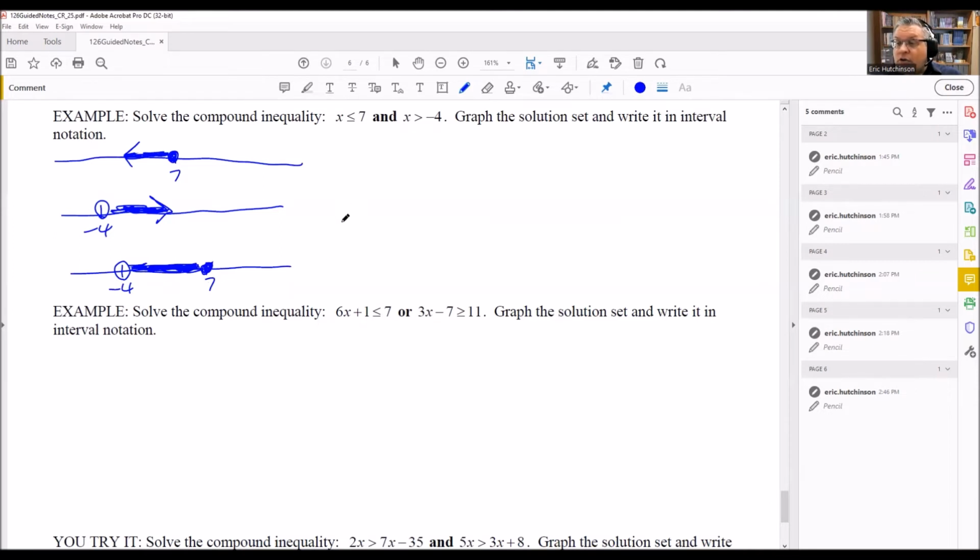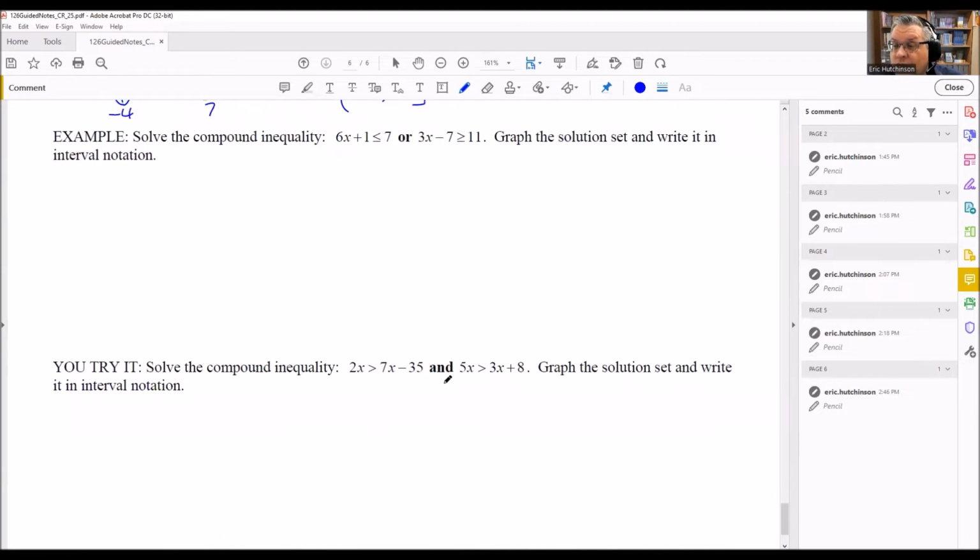Now you just want to write that with interval notation. Well, it'll be a parenthesis with the -4, and then 7 is going to have a bracket. Okay, and that would be the answer on that one. So the final answer you'll have is just this last number line graph and then the interval notation.